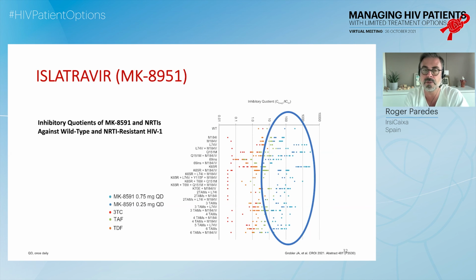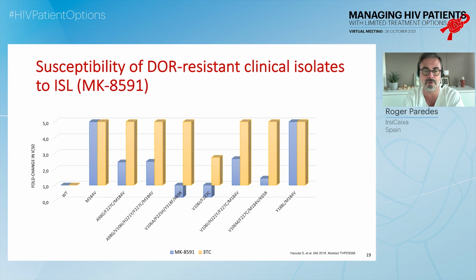Now we have also islatravir. Islatravir is a new drug, an NRTI, which actually achieves higher inhibitory quotients. Which means that islatravir is able to suppress viruses with different NRTI mutations, and nowadays it has to be given within clinical trials. But this is another drug that will soon be available to the clinic and will be very, very promising.